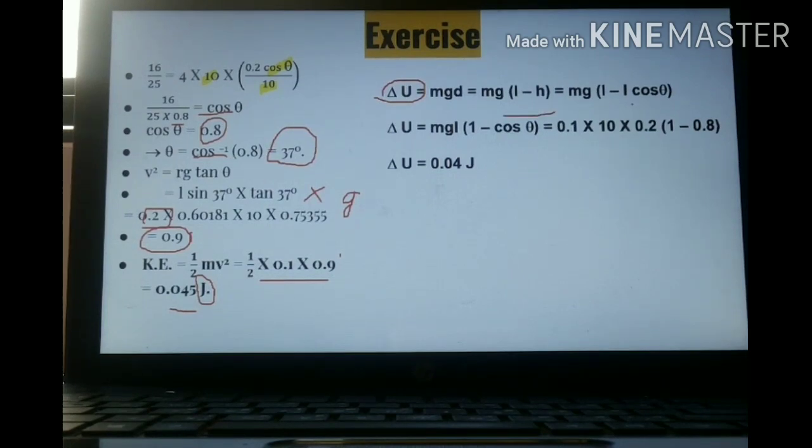In place of h, again what can we substitute? L cos theta. Over here also L is there, and over here also L is there. So we can take out L common. So what we will be getting? mgL(1 minus cos theta). Mass is 0.1, g is 10, length L is 0.2, and 1 minus cos theta. Cos theta, you can see, is 0.8. So 1 minus 0.8 is 0.2. So 0.1 into 10 into 0.2 into this, you will be getting this answer. This is the potential energy stored when the bob is at mean position.